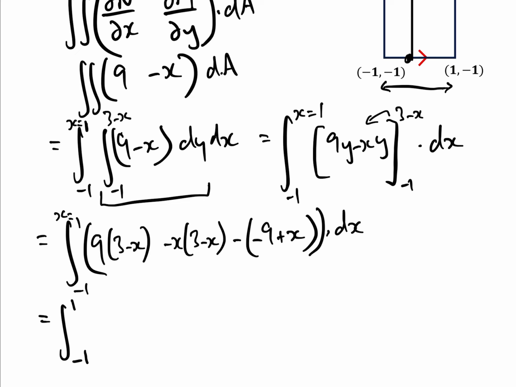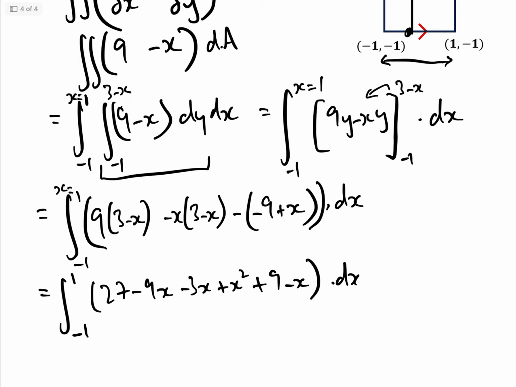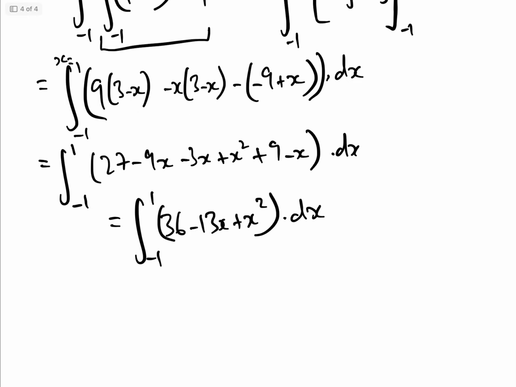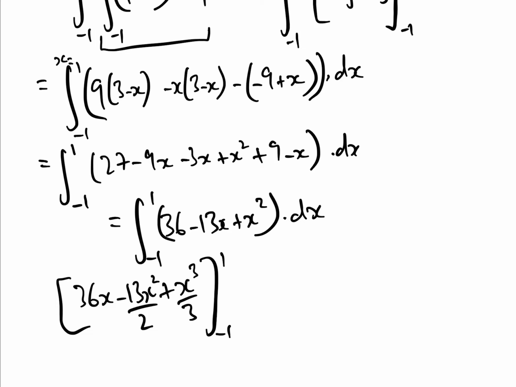And that equals the integral between 1 and -1, just tidying all this up, 27 minus 9x minus 3x, add x squared, add 9 minus x dx, which equals the integral between 1 and -1, we're almost there, 36 minus 13x, add x squared. And finally we can see the finish line because it's a very simple integral indeed. That is 36x minus 13x squared over 2, add x cubed over 3, between 1 and -1, and this had better come to 218 over 3 or I'm going to smash my iPad.